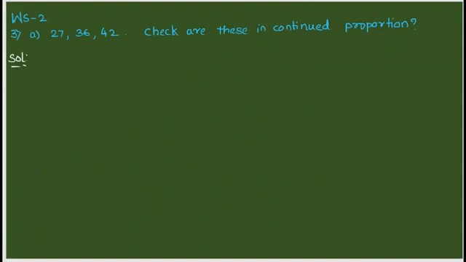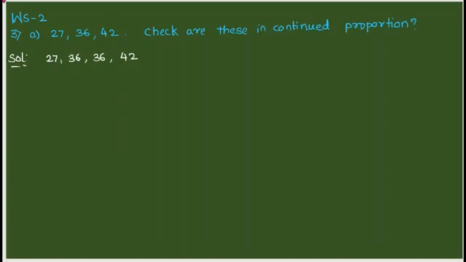It is given 27, 36, 42. It is asked to check whether they are in continued proportion or not. When only three numbers are given and it is asked to check whether they are in continued proportion, as I told, we need to write 36 two times. To check whether they are in proportion or not, first let us write the given three numbers as four numbers by repeating the middle term: 27, 36, 36, 42.